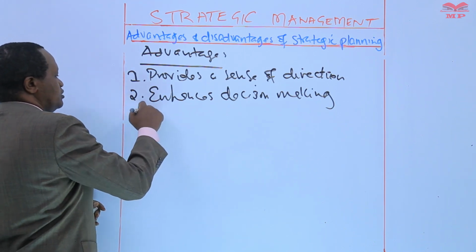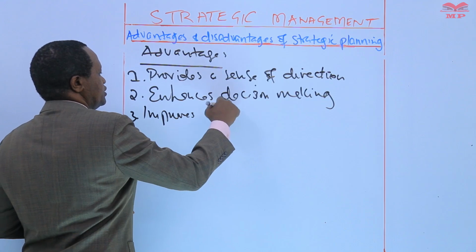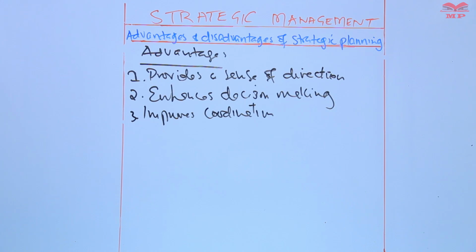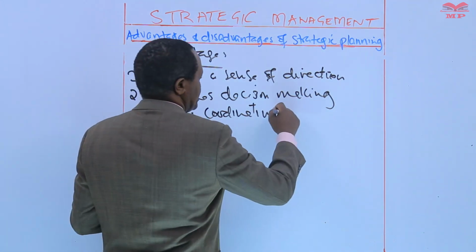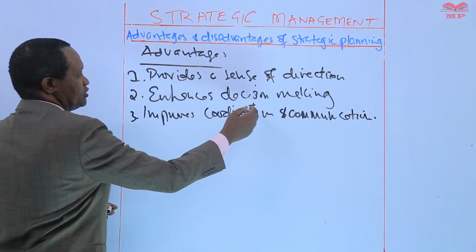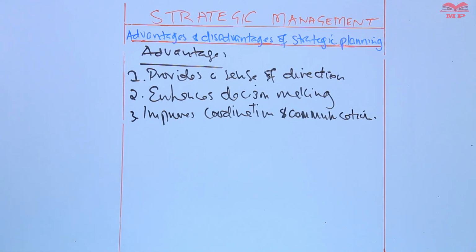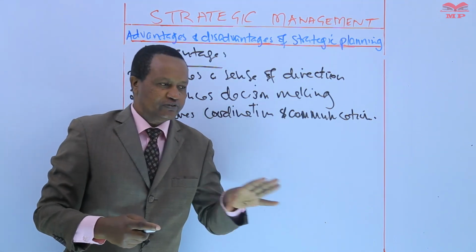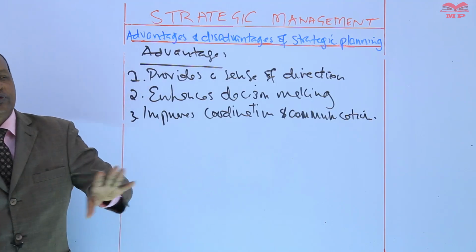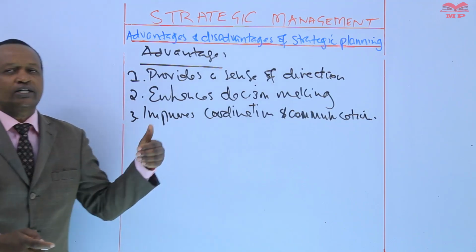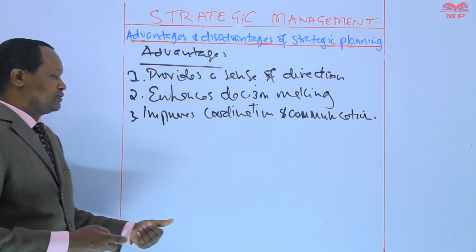Three, it improves coordination. Strategic planning improves coordination and communication. Strategic planning involves collaboration across different departments and across different levels within the organization, and that fosters better communication and coordination, ensuring that everyone works towards common objectives.